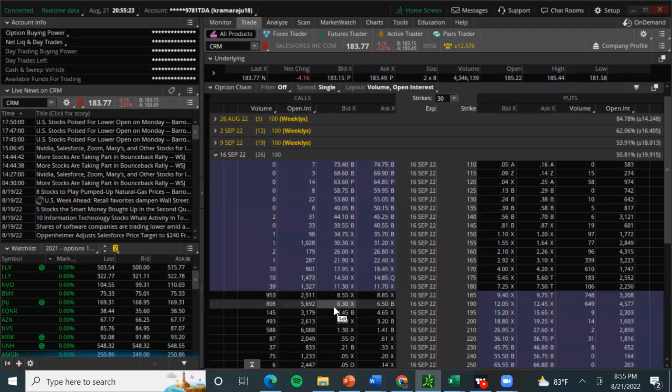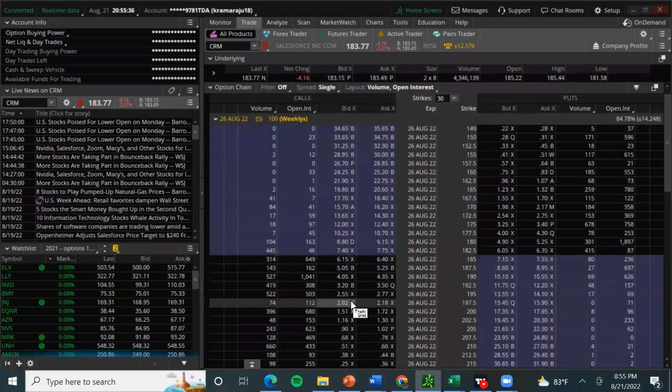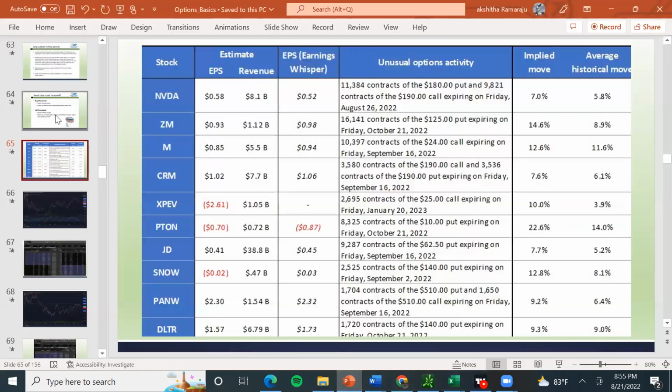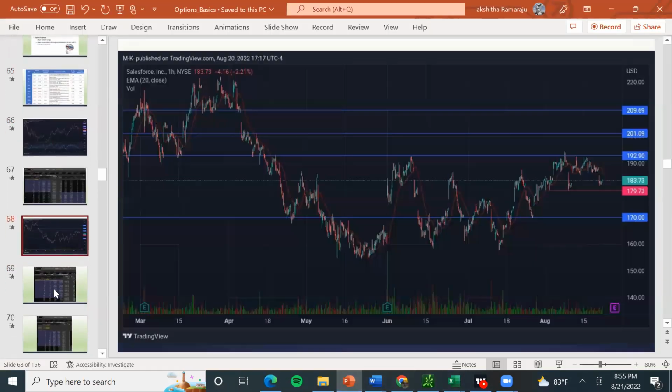So I have more time. My theta decay will be small, and I am giving more time for the stock to go up. So, right, the 190 call for 16 September or the 190 call for 26th August, based on my risk profile. Then what else?